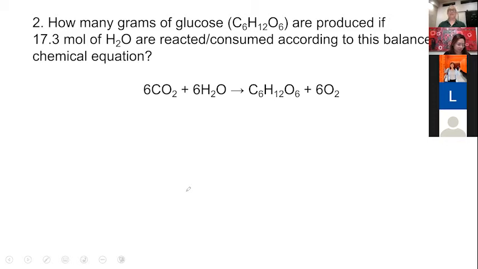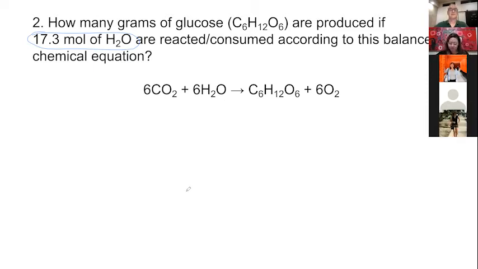Now, here's one where we're given grams. And so we're going to have to do a couple of conversions here. So the first bit of information we have is we have 17.5 moles of water reacted. What's the first thing we should do before we even start this problem? Make sure it's balanced. Yeah, we should.